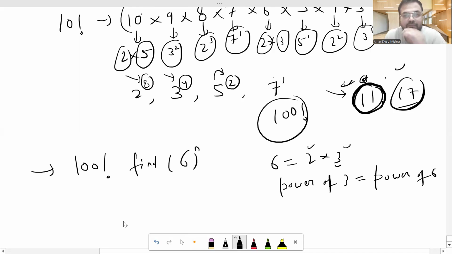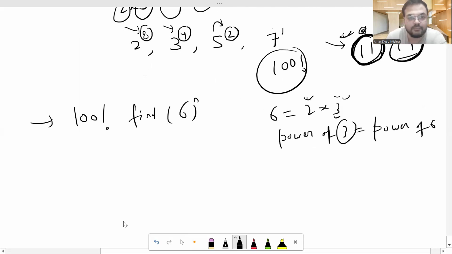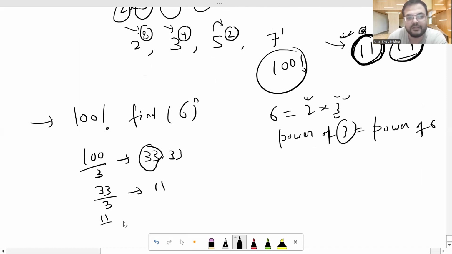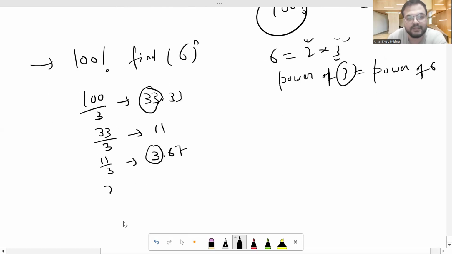Okay. So instead of finding both the powers, now we will find out only the power of 3. So we will use again the same rule. We will divide this 100 by 3. We will get how much? 33.33. Now take only the integer part. Take 33 again and divide by 3. You will get 11. Take 11, divide by 3. You will get 3.67. Now take this 3 only and divide by 3. You will be getting 1.